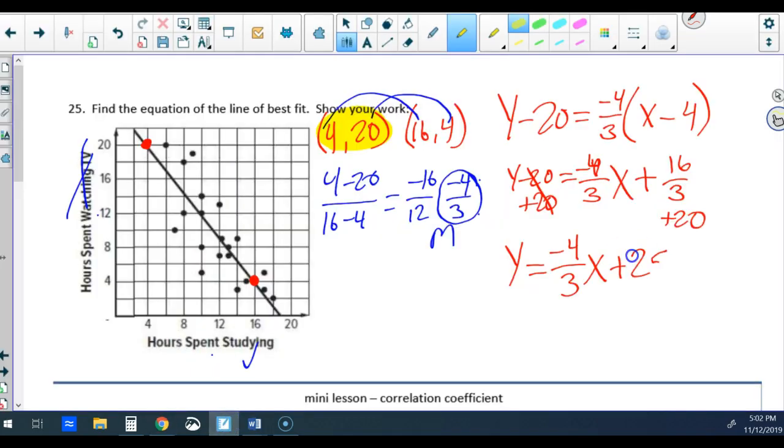25.3. There is the equation of the trend line.